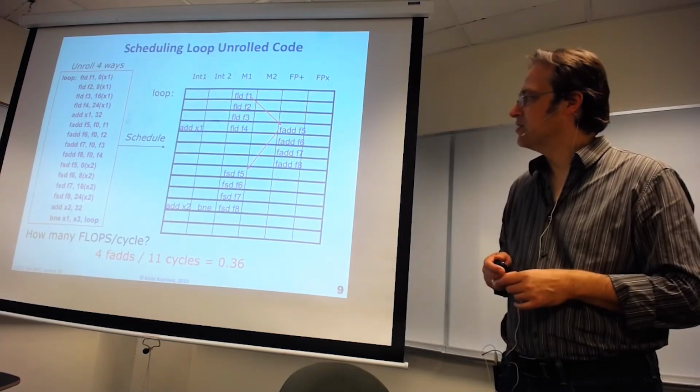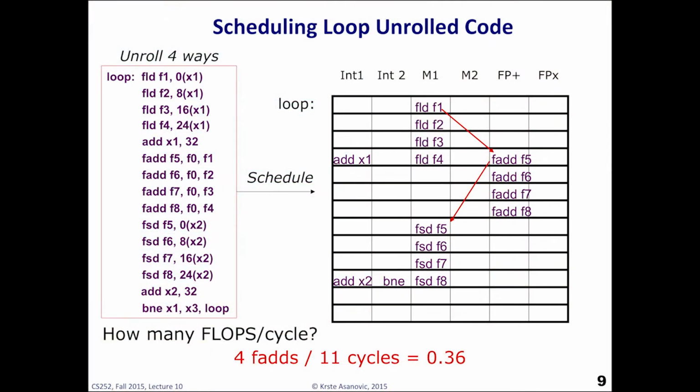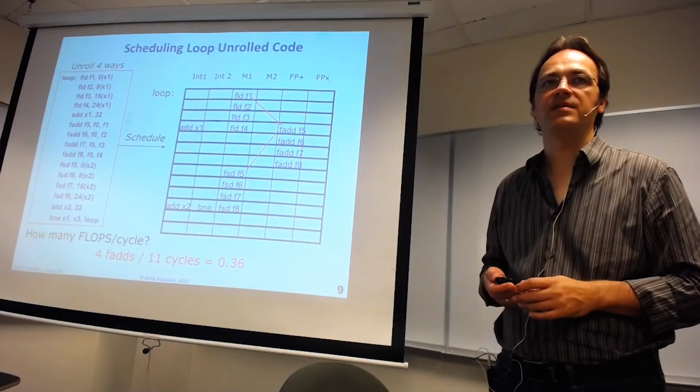But it's still not that great. You're only about 1/3 of peak efficiency on this simple loop, right? And you notice there's still a lot of white space in here. So loop unrolling by itself helps, but you're still fundamentally limited by these latencies through the main functional units. So another technique people came up with to help even more is what's called software pipelining.